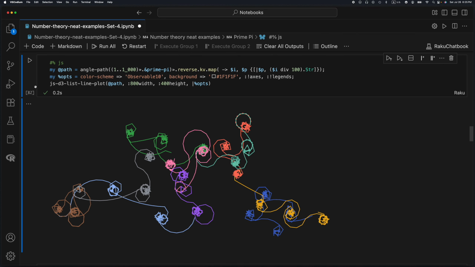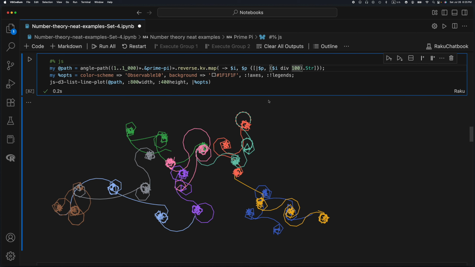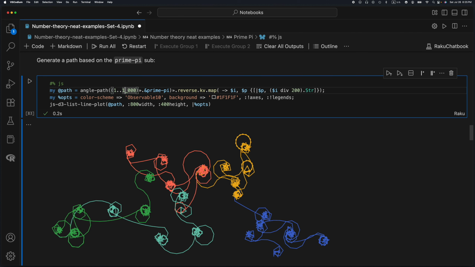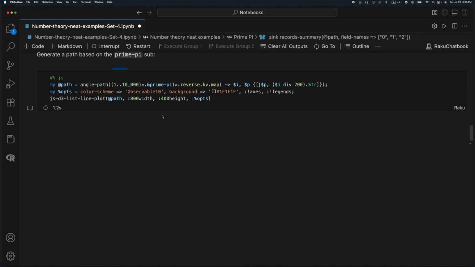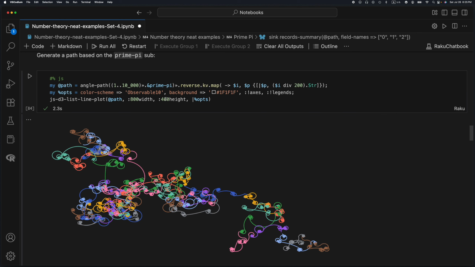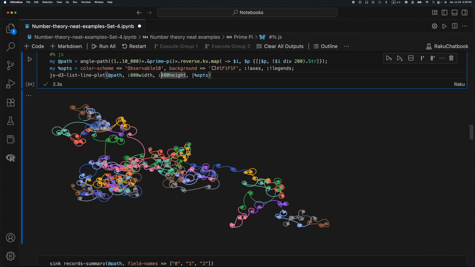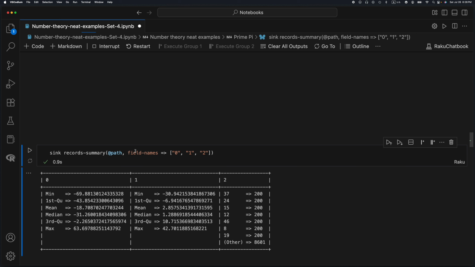This is a relatively new function in JavaScript::D3, angle-path. As arguments to angle-path, we give different angles with which a turtle graphic is produced. If I use a somewhat different breakdown, we might get a somewhat different visualization. With a larger number here, we might get something more compelling, and maybe I should have tuned the height. Let me actually do that. So let's actually do this.